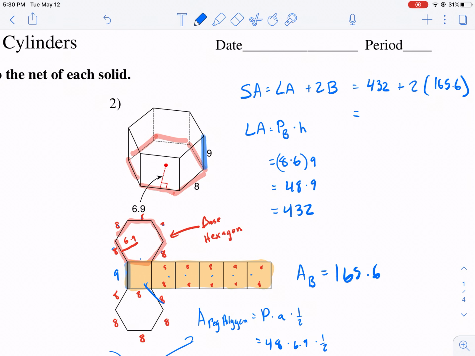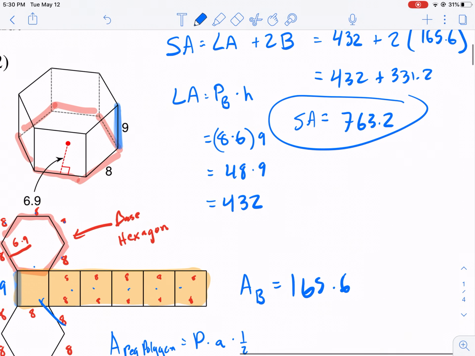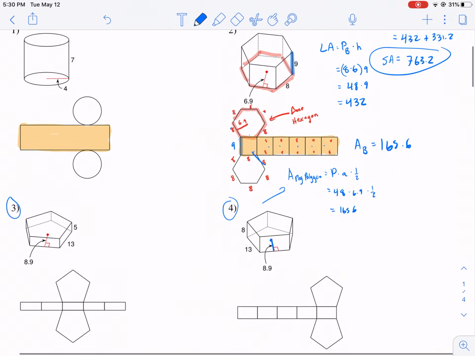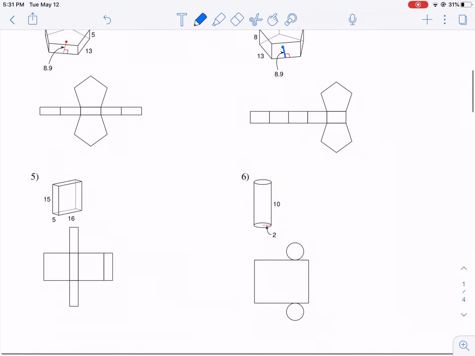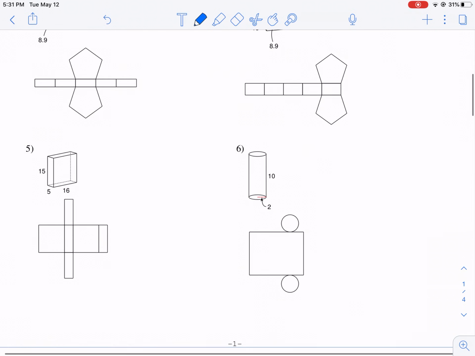Okay, so then I multiply this by 2. I get 432 plus 331.2. I add that together, 432 equals 763.2. I think the moral of the story is whenever you use cell phone calculators, you're going to make some mistakes. Okay, so be smart and get a different kind of calculator.